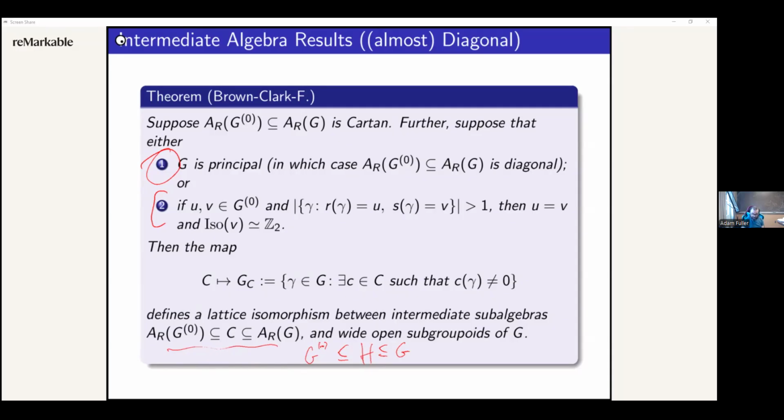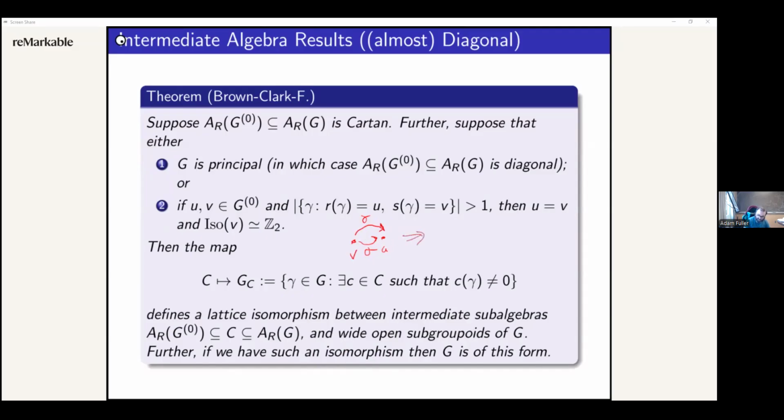This can actually be strengthened, however. So again, principal meant, so C-star diagonal meant G was principal, meaning there was no isotropy. We can, however, have a little bit of isotropy. So these conditions here mean that if I have two units U and V, and there's say a gamma and a sigma between U and V, then this means that U is equal to V.